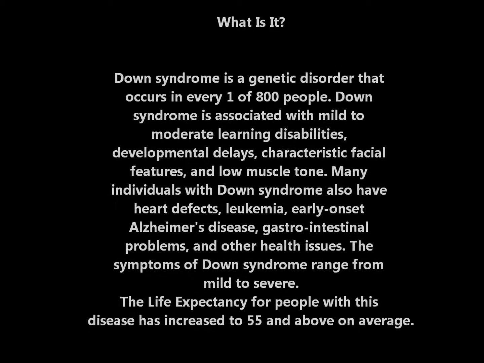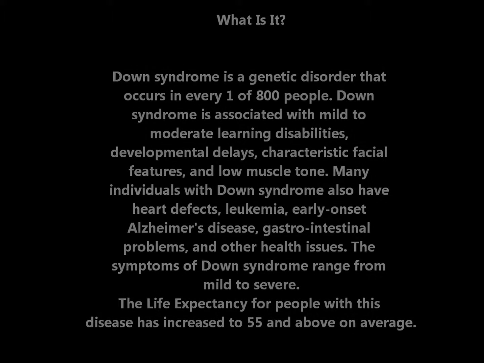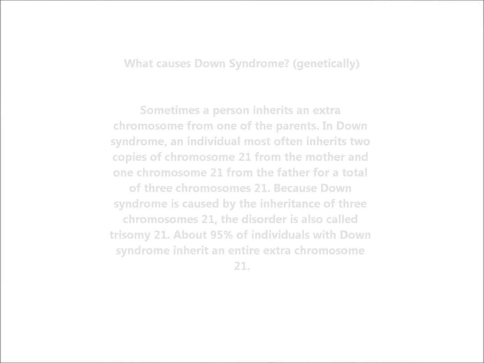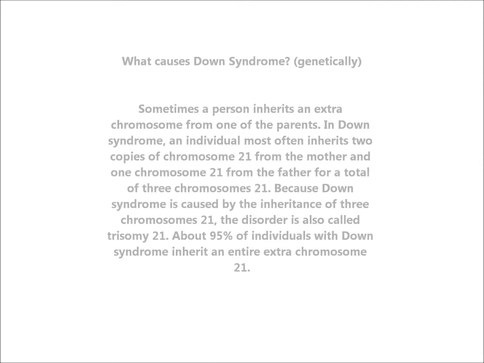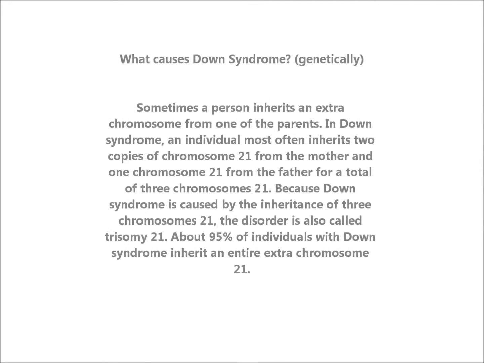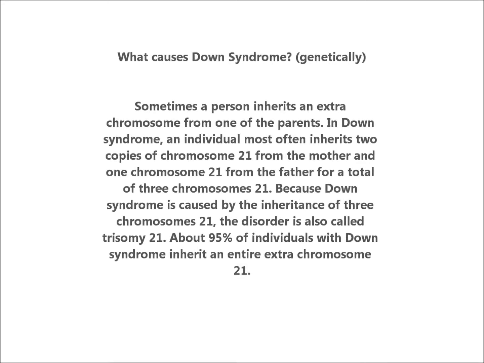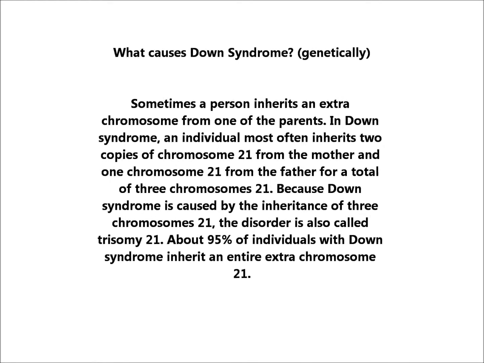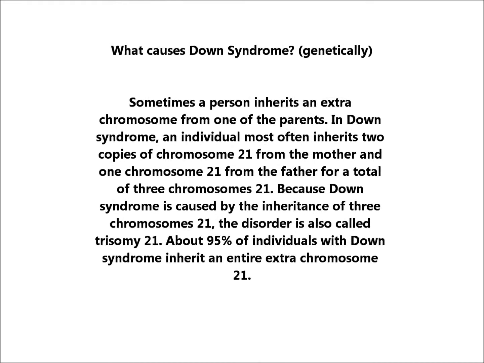The life expectancy for people with this disease has increased to 55 and above on average. What causes Down syndrome? Sometimes a person inherits an extra chromosome from one of the parents. In Down syndrome, an individual most often inherits 2 copies of chromosome 21 from the mother and 1 chromosome 21 from the father, for a total of 3 chromosomes 21.